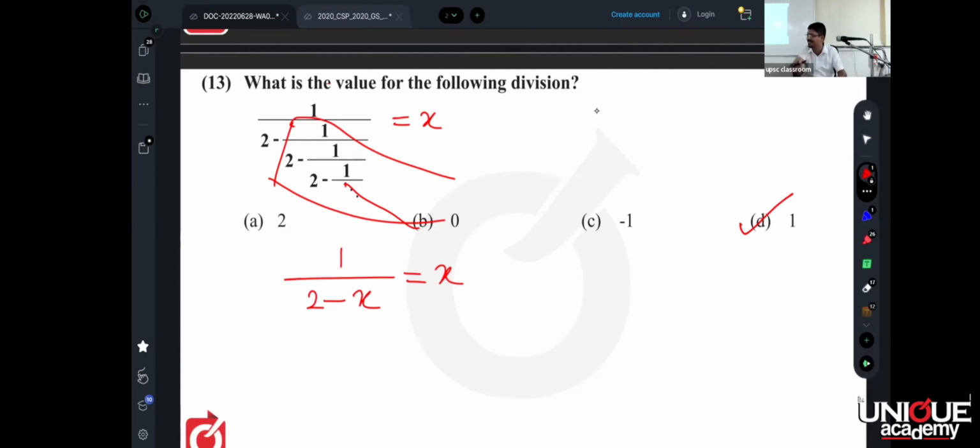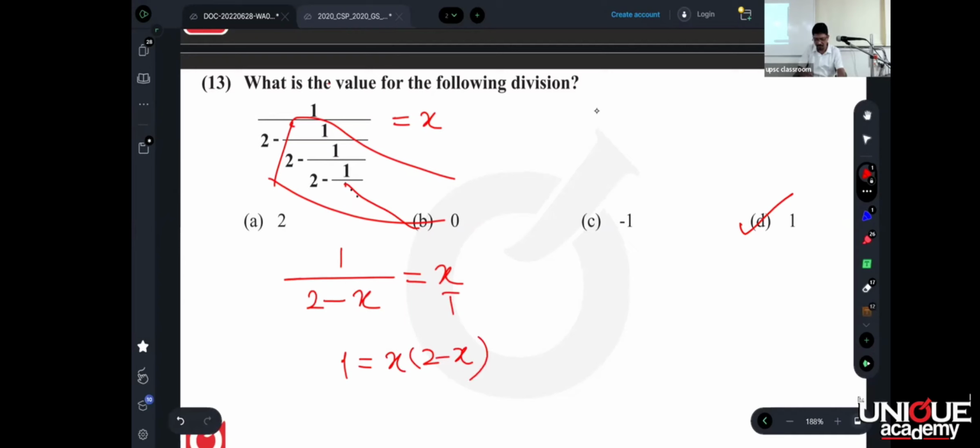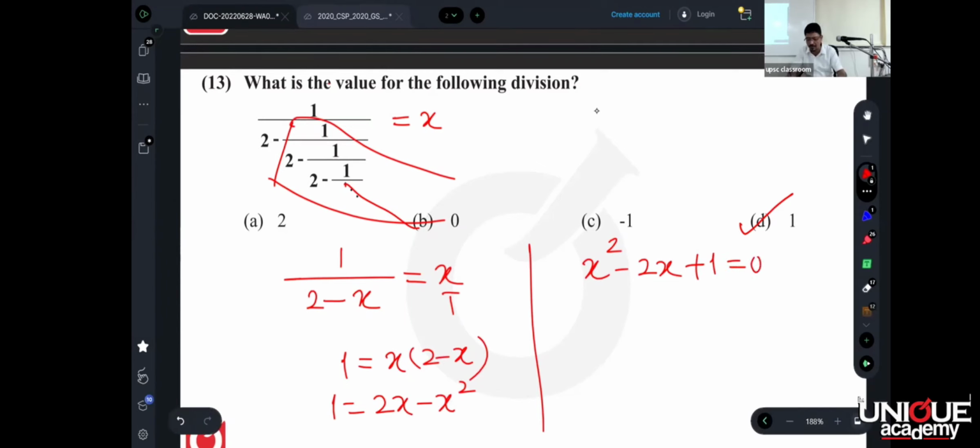Now, from cross multiplication and all these things, 1 into 1 is 1. x into 2 minus x. So 1 is equal to 2x minus x square. Listen, friends. Minus x square when taken to the left will be plus x square. Plus 2x when taken to the left is minus 2x. And plus 1 already there is equal to 0. Are you getting me? x square minus 2x plus 1 is equal to 0.